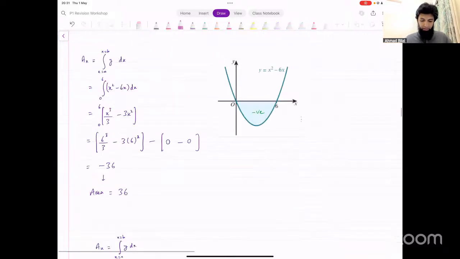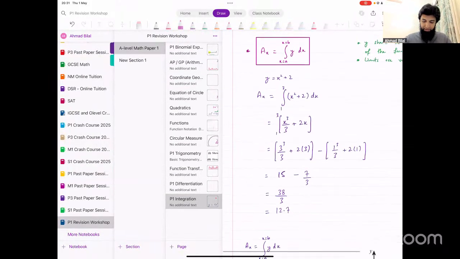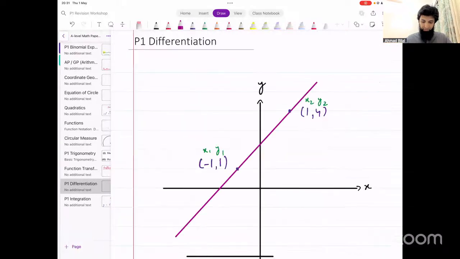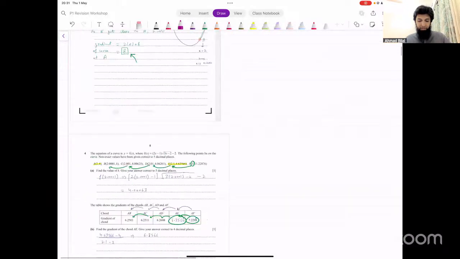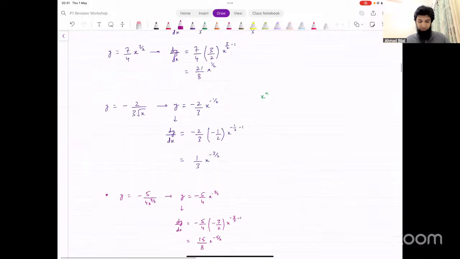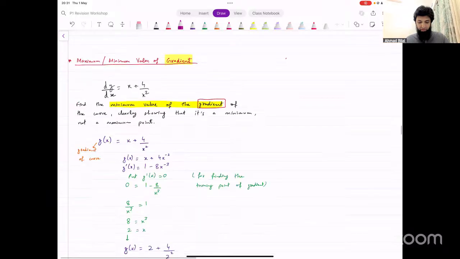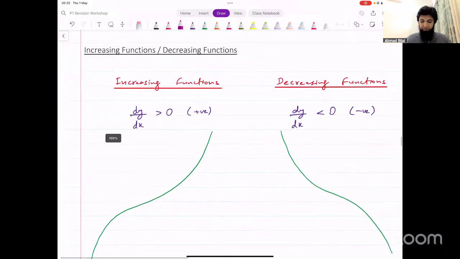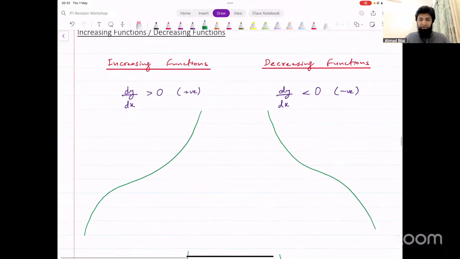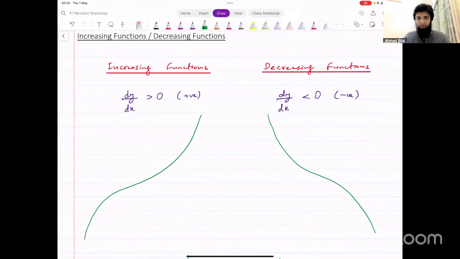All right. Then you have increasing and decreasing functions. Increasing functions are those functions that have a derivative that is positive, that have a gradient that is positive. So increasing functions are when the gradient is positive. Decreasing functions are when the gradient is negative, right?